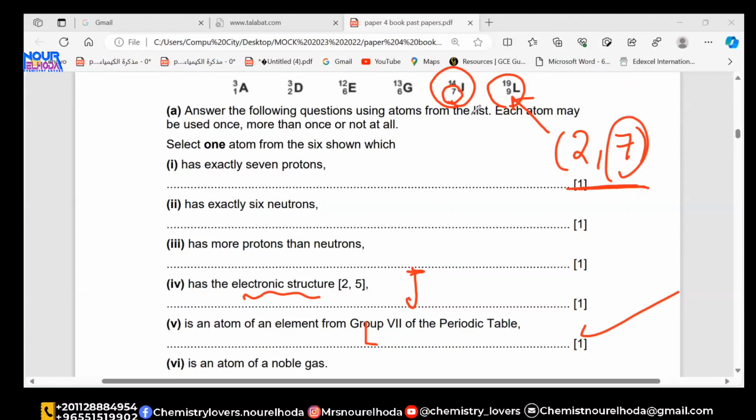Next. Which one is an atom of a noble gas? This is so confusing. Sometimes the students, especially when I put this question in an exam, are confused about the last one.